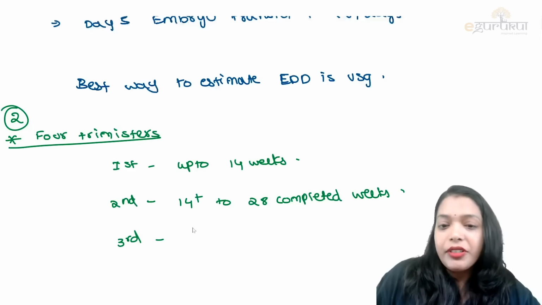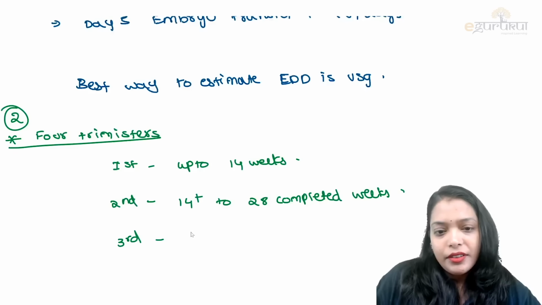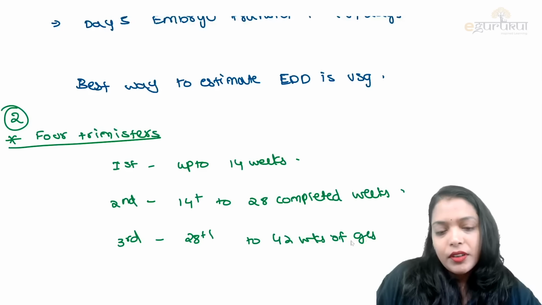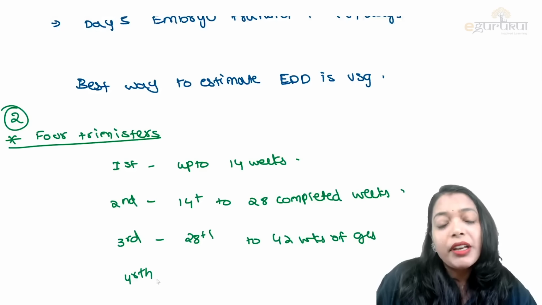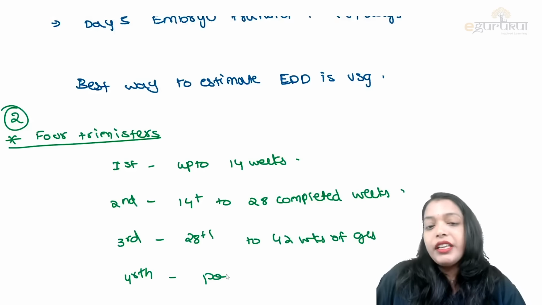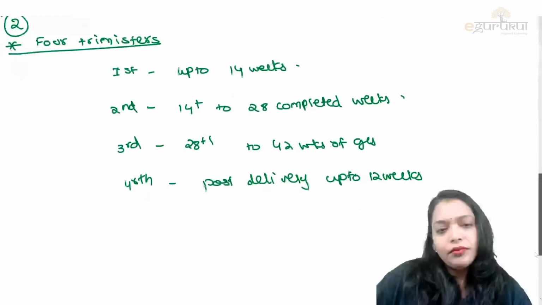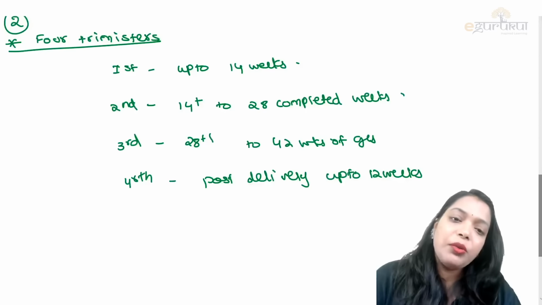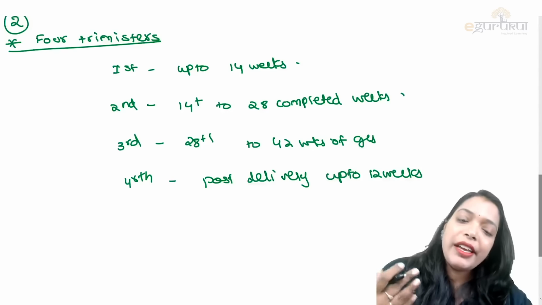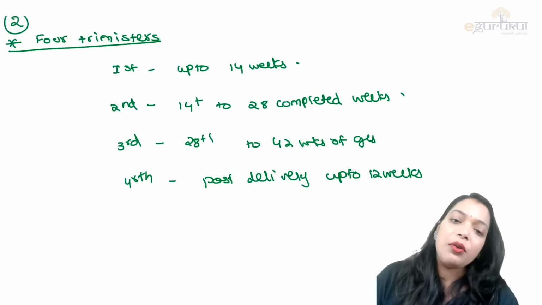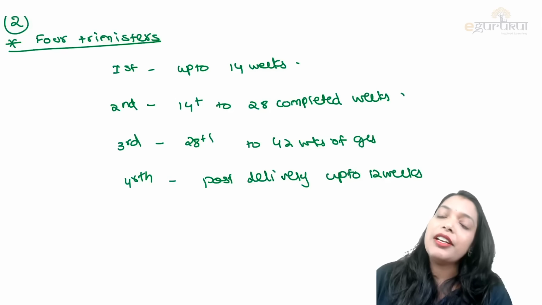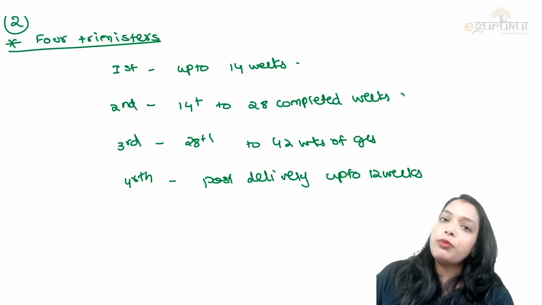The third trimester is from 28 plus 1 to 42 weeks of gestation. The fourth trimester which has been added is post delivery up to 12 weeks. So this is change number 2. According to him, every trimester now has 14 weeks, and the fourth trimester is the puerperium. So post delivery up to 12 weeks is also written as a trimester.